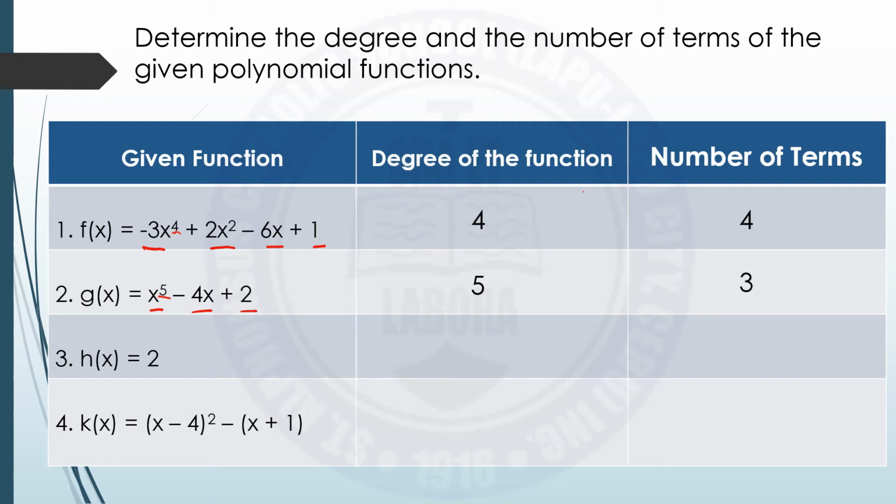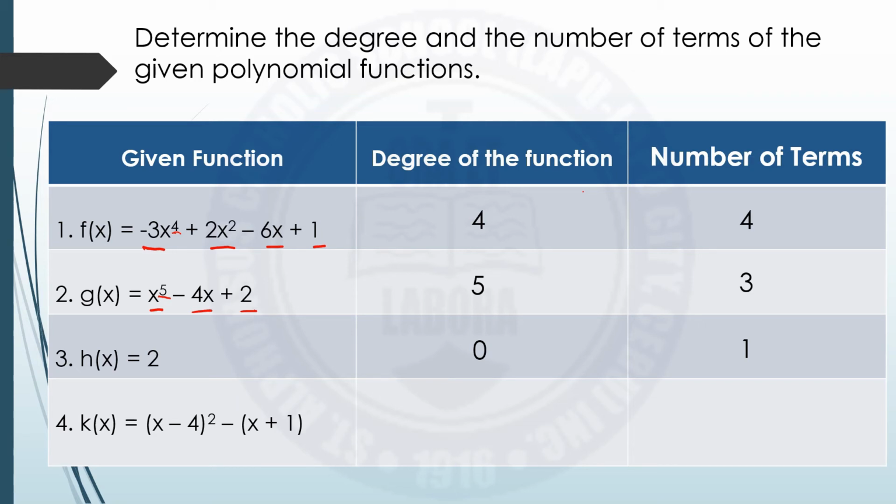How about for number 3? Okay, so the degree of the function is considered as 0 because we don't see a variable here that indicates the degree of the function. And how about the number of terms? Okay, we have 1 because a constant counts as 1 term. How about for number 4?